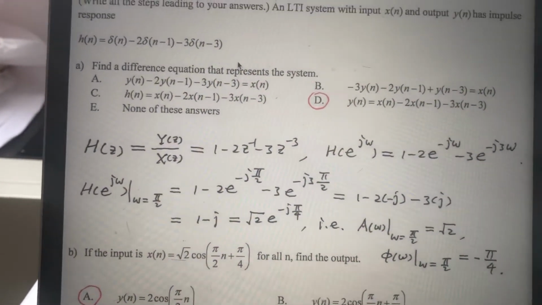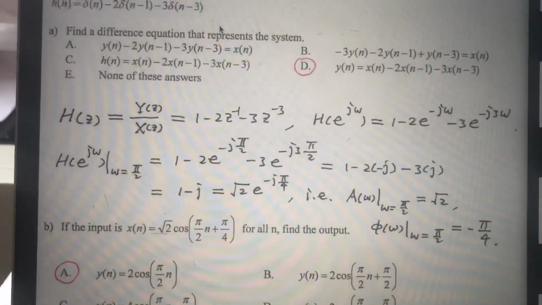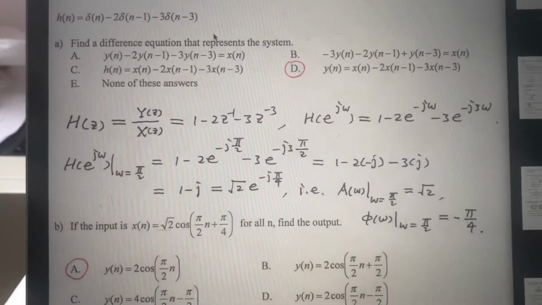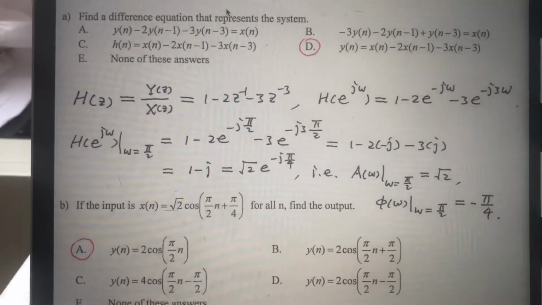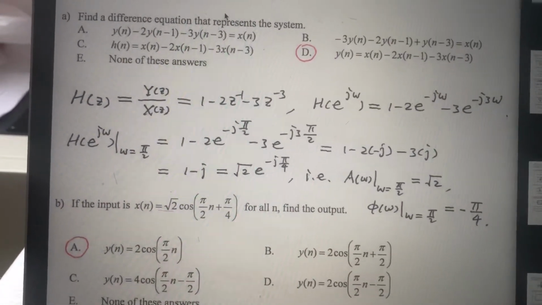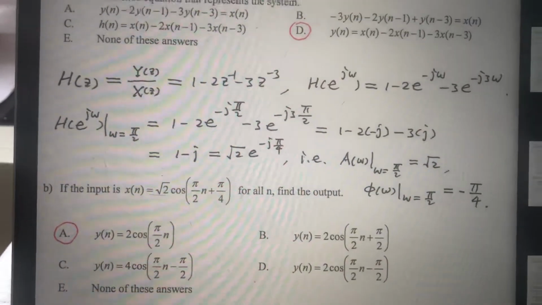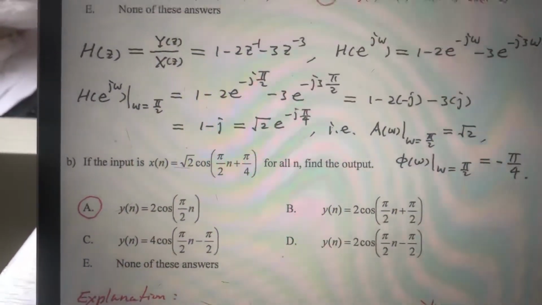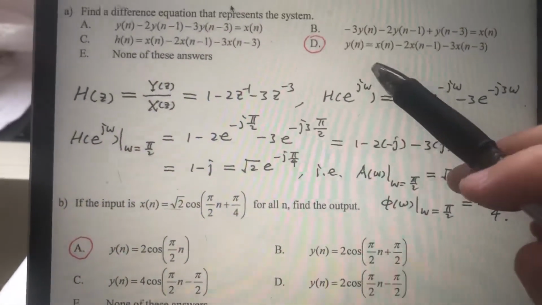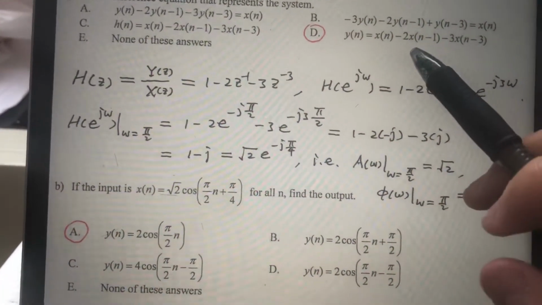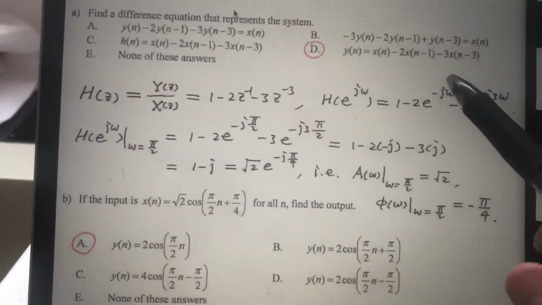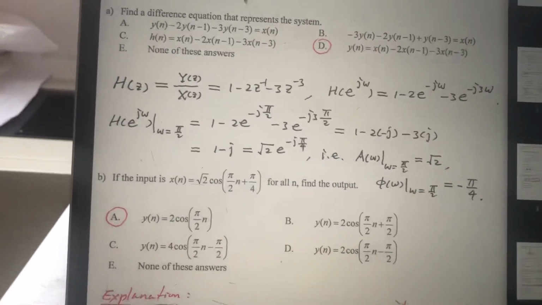First, let's look at question A. It needs us to find a difference equation that represents the system. Normally, we need to do this by the transform, but since the problem is quite easy and h[n] looks easy, we can just calculate this by using convolution, and y[n] equals x[n] minus 2x[n-1] minus 3x[n-3]. And that's it for problem A.